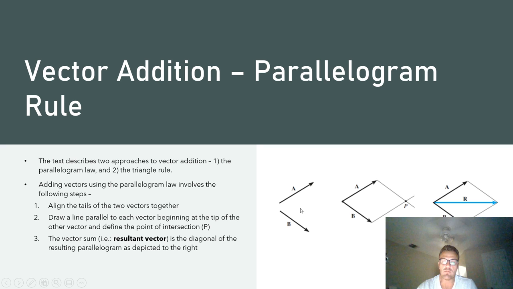So to add by the parallelogram rule, we start by adjoining the two tails together, which they've done here. We'll draw a line that's parallel to each of the two vectors that starts at the tip of the other vector. So this line is parallel to B, and it starts at the tip of A, and vice versa for this line. These two lines will intersect at some point, and if I take the line segments from the tip to the point of intersection, along with the two original vectors as lines, naturally what I get here is a parallelogram. And we'll define the vector sum of A and B as a vector that goes from the common point of the tails to that point of intersection.